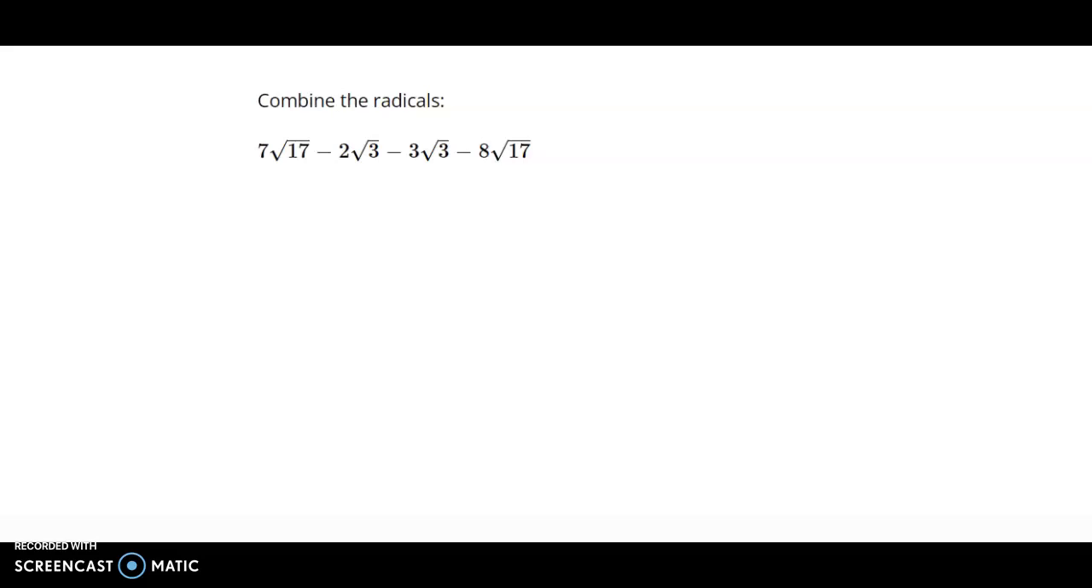Okay, here the directions are to combine the radicals. So let's go back to something you might remember. Let's say I had 2x plus 3y plus 5x. Which ones are like terms? Which ones can I combine?